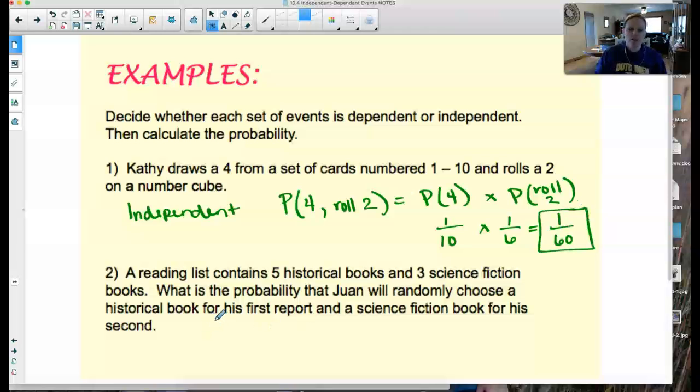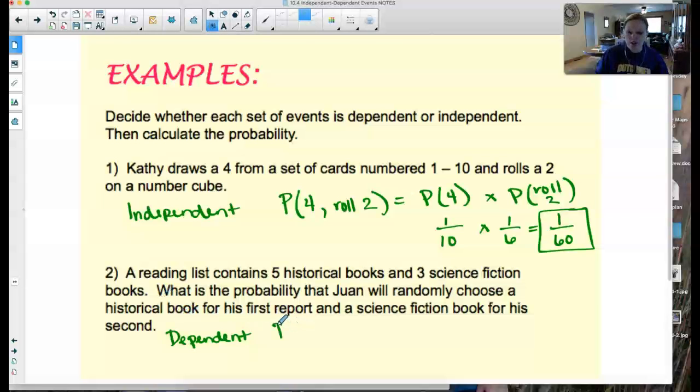Okay. Number 2, a reading list contains 5 historical books and 3 science fiction books. What is the probability that Juan will randomly choose a historical book for his first report and a science fiction book for his second? Now, in this case, these are dependent events. Okay? They are dependent because when you pick one book out, you're not going to pick that book again. You're changing how many books you have to choose from.